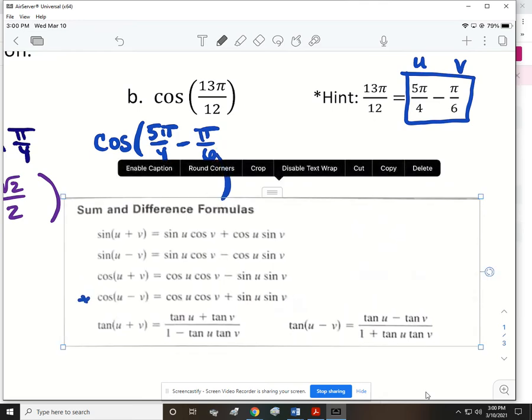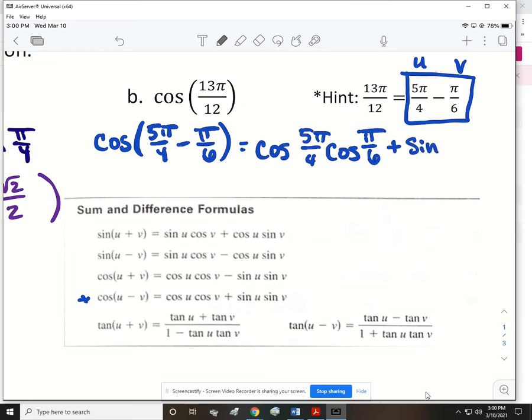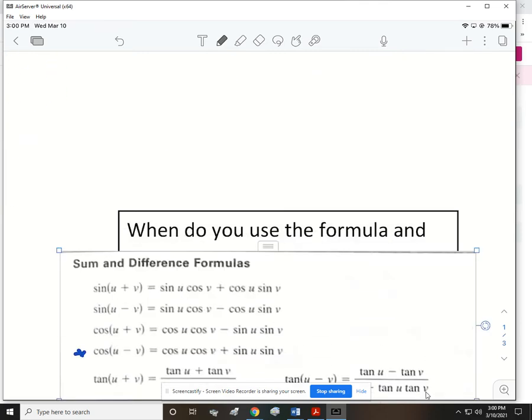All right. Then, whoa, the parenthesis moved. All right, then we're going to use that identity. In for U, I'm going to fill in my 5 pi over 4. And in for V, I'm going to fill in my pi over 6. All right, and then it's going to be plus, and then the sine of both of those. So fill in 5 pi over 4 for U, and pi over 6 for V. All right, now I don't need this guy anymore, so I'm going to move him out of the way. Okay.